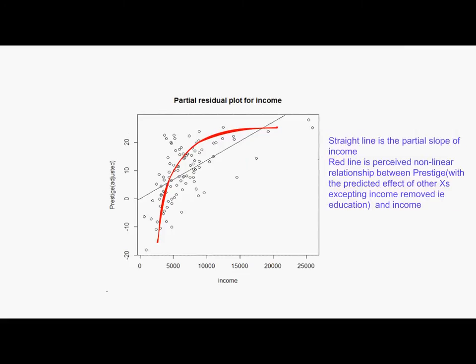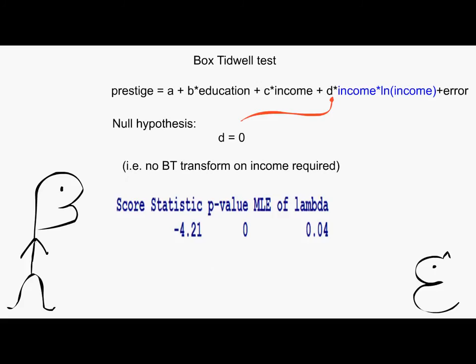Here's the partial residual plot for income. There is a clear nonlinear pattern that looks like a log of income. We'll try BT on income. The score statistic, which is the same as the t-stat, tests whether income needs a BT power transform. The null hypothesis is that no power transform is needed.